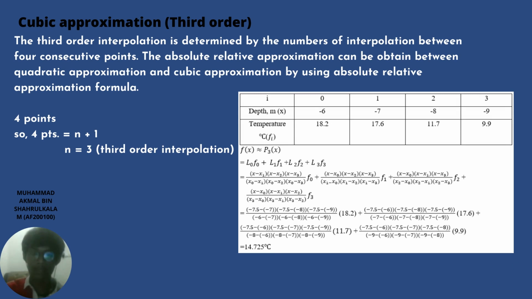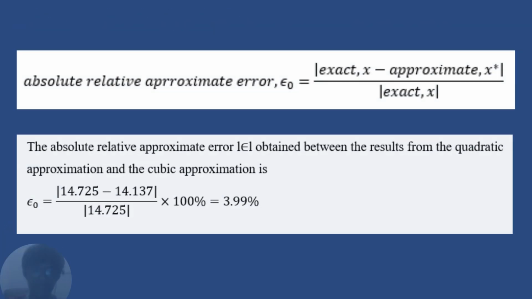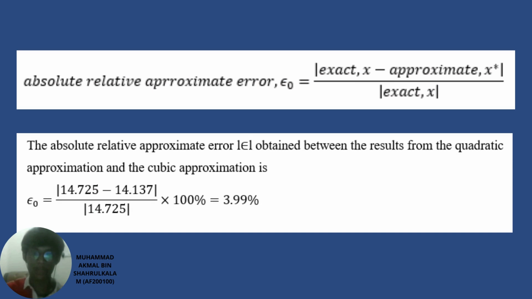The last one for the Lagrange interpolation polynomial, we want to solve in cubic approximation, which is third order. So we substitute the values of depth and temperature for negative 6, negative 7, negative 8 and negative 9 into the third order interpolation formula. So we got 14.725 degrees Celsius. The absolute relative approximate error between quadratic approximation and cubic approximation is 3.99%. That's all from me.